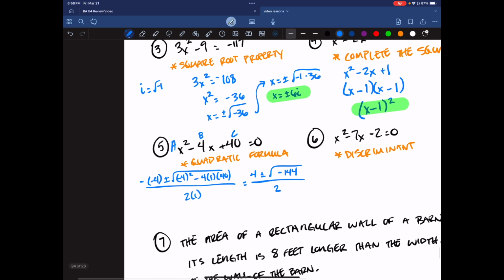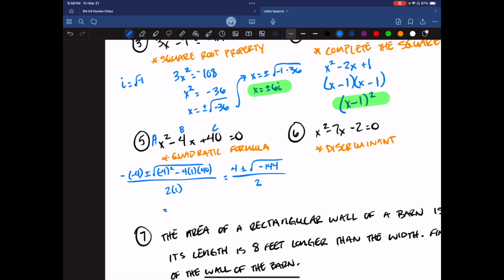Okay, well, similarly to number 3 here, the square root of 144 is 12, and the square root of -1 is i. So this is going to be 4 plus or minus 12i over 2. And because all of my terms are even, I can factor out a 2, and that's going to be 2 plus or minus 6i.